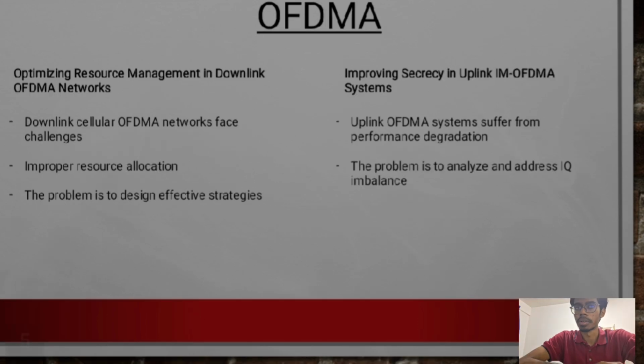For the OFDMA, optimizing resource management in downlink OFDMA networks. The downlink cellular OFDMA networks face challenges in managing load, power, and emission control efficiency. Improper resource allocation can lead to reduced throughput and energy efficiency. The problem is to design an effective strategy for load management, power control, and emission control to optimize overall network performance.